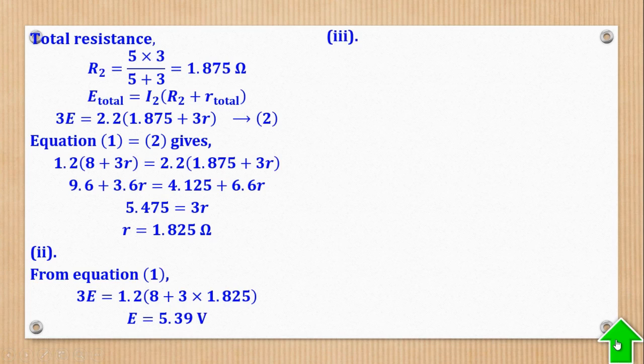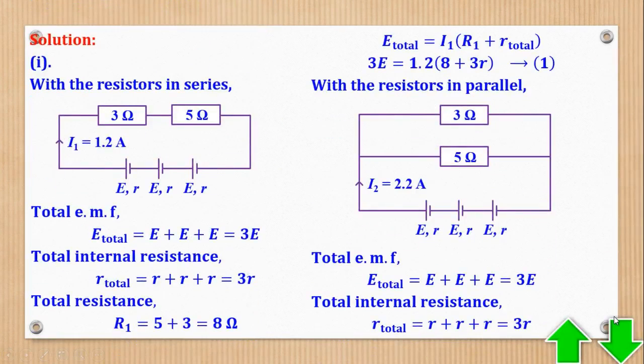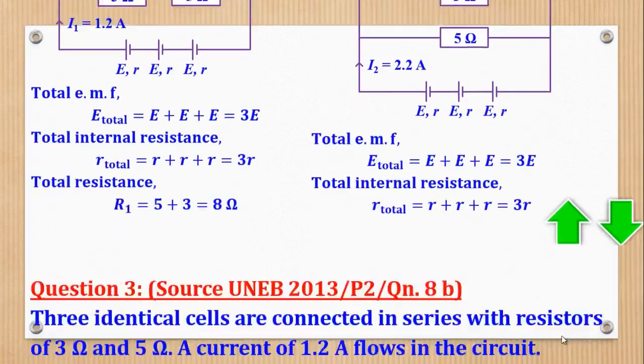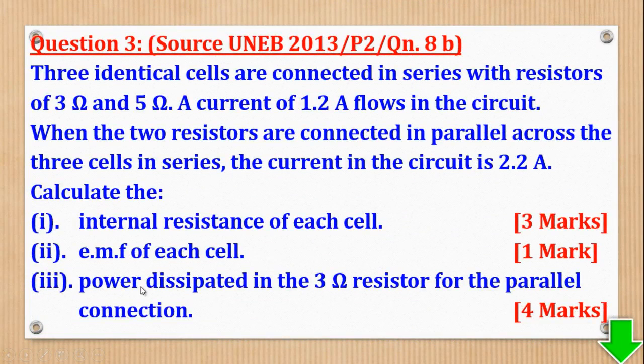So now we shall go to Roman 3. Roman 3, they want the power dissipated in the 3 ohm resistor for the parallel connection.